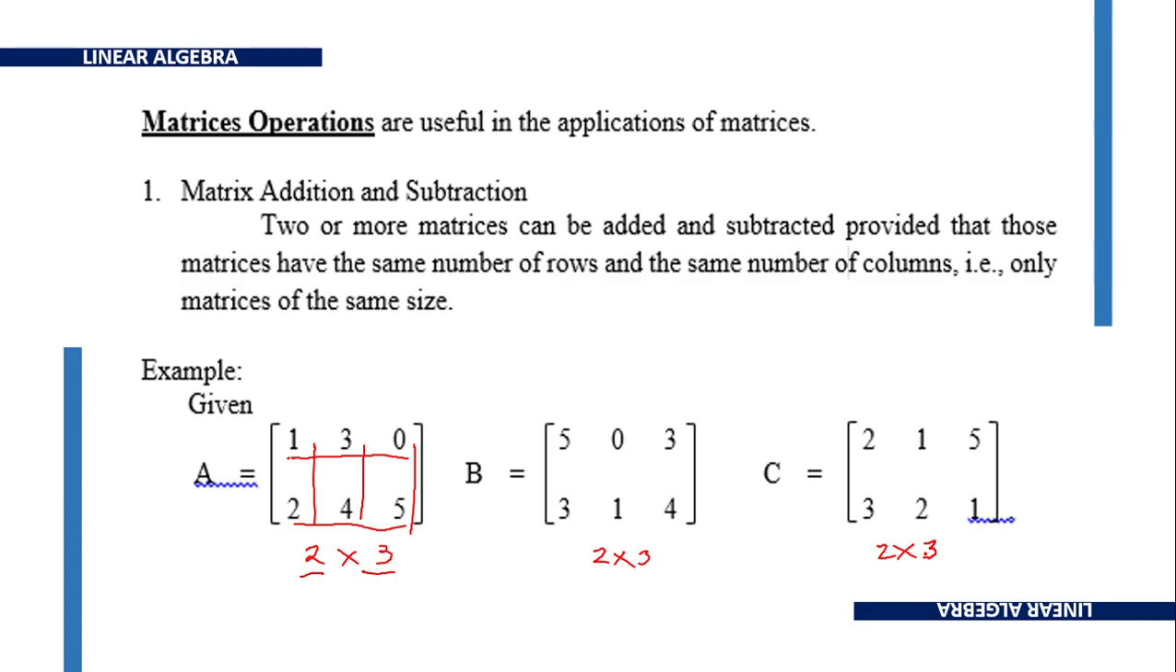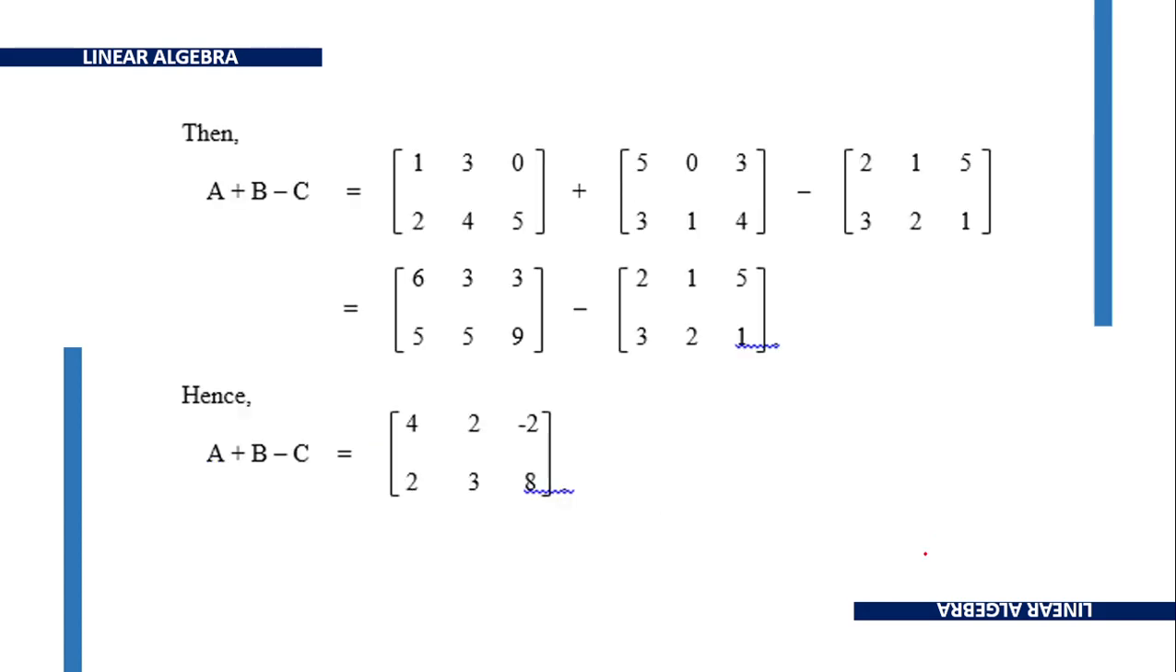So let's continue. Ayan, so let's solve this. We have A plus B minus C. Okay, since pare-parehas naman yung size ng ating matrices, then we can add or subtract at the same time using the given matrices. So, sulat lang natin. Ayan, nakasulat na yung mga given matrix and we have also the operations. A plus B minus C. Okay, kailangan lang natin gawin is to apply the operation.